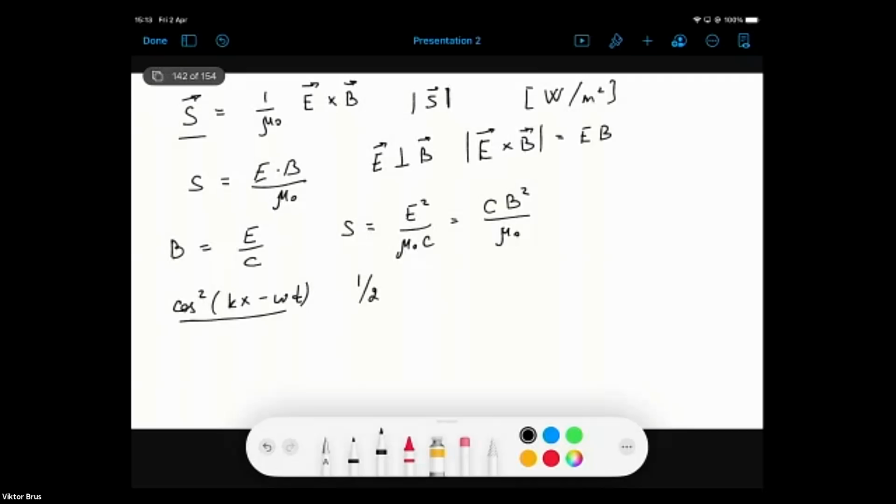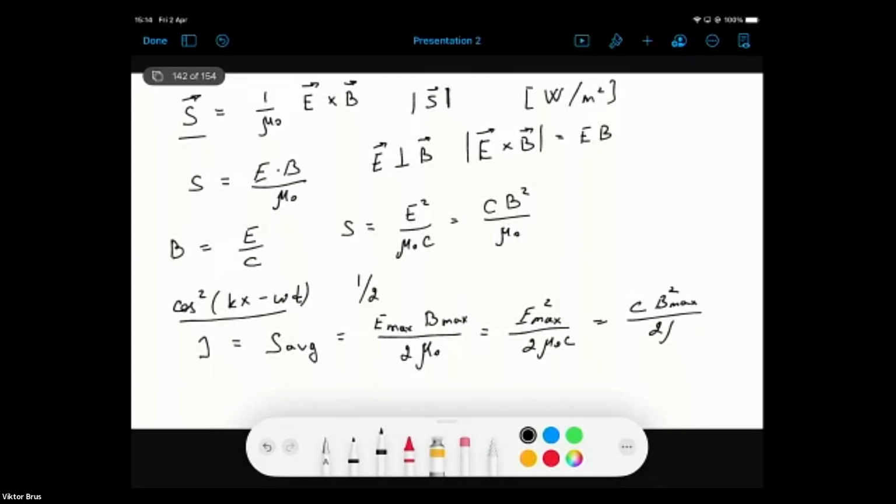So that's why we can write that intensity, which is the average absolute value of the pointing vector, is equal to the product of maximum electric field times maximum magnetic field divided by 2 times mu naught. Or in other forms, it can be written as E maximum squared divided by 2 mu naught times C, or it is equal to C times B maximum squared divided by 2 mu naught.